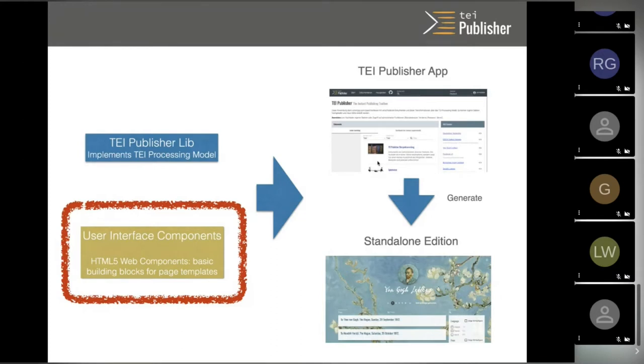Next to it, there's another library being used, the actual user interface components. They are not directly connected with the library or with tei-publisher itself. They are kept in their own JavaScript library, which is hosted on NPM. So NPM is like the global package service for JavaScript-based libraries. Those user interface components include all the web components, all the basic building blocks we have just seen. And you can replace this component on the fly. So if a new version of the user interface components is released, you actually just need to change a variable and then this new version will be used.